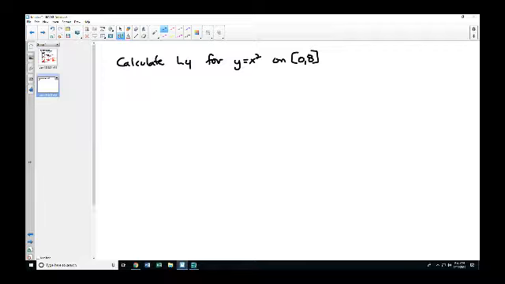Oftentimes you will not be given a graph, but it can be given to you. So how many subintervals? 4. So how big is each subinterval? 2. They're 2 units each. 2, 4, 6, 8, right? Do you want me to draw the graph? Yes. Okay.